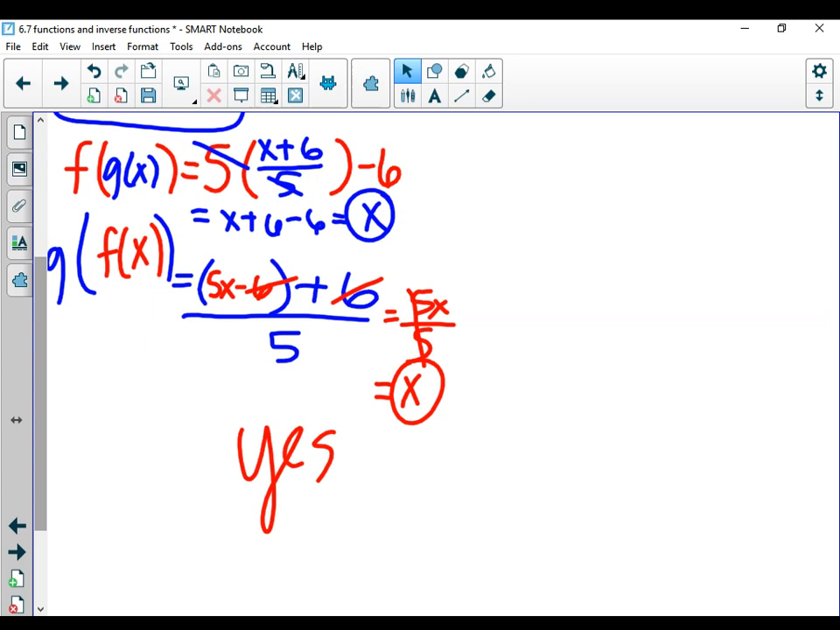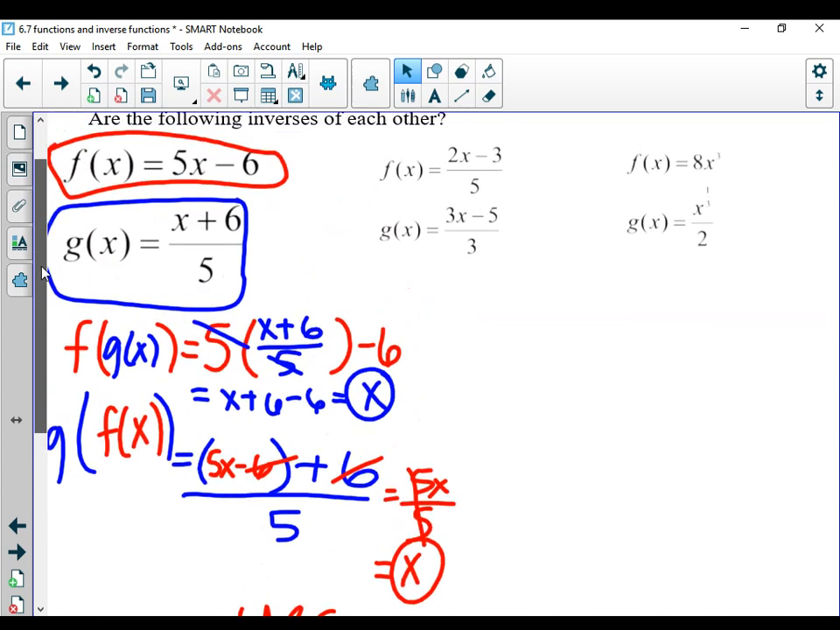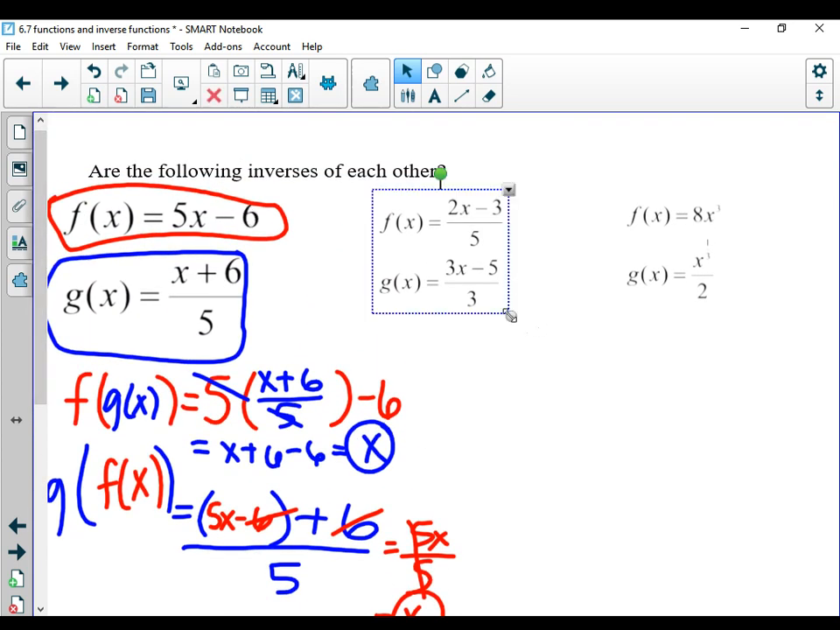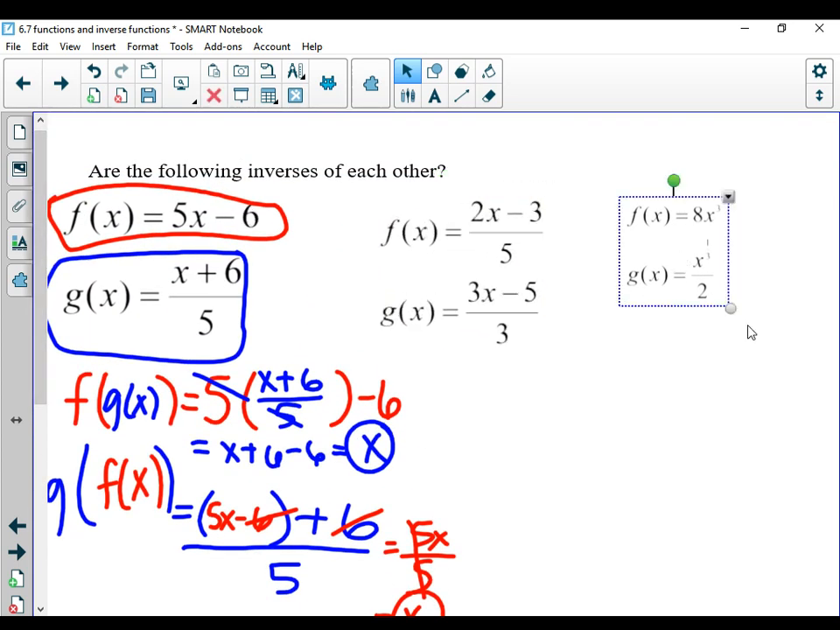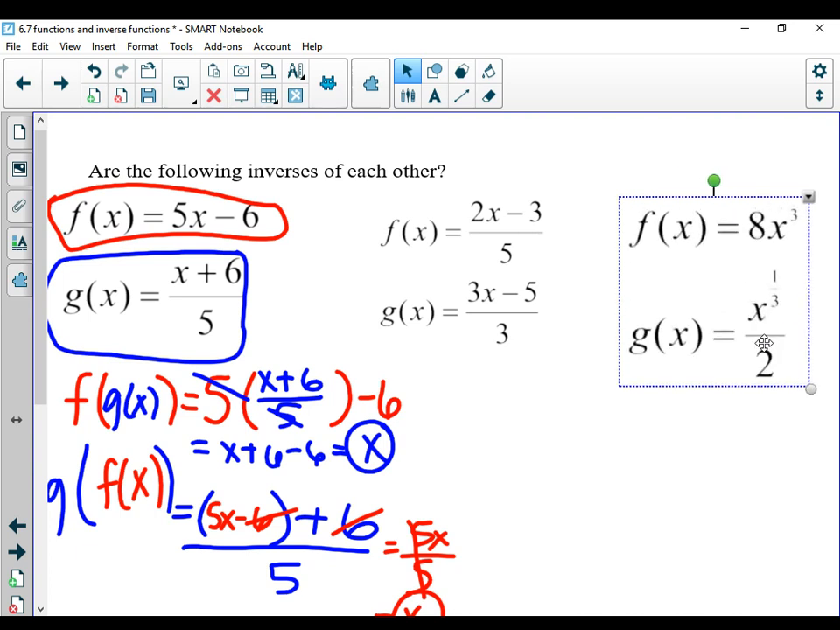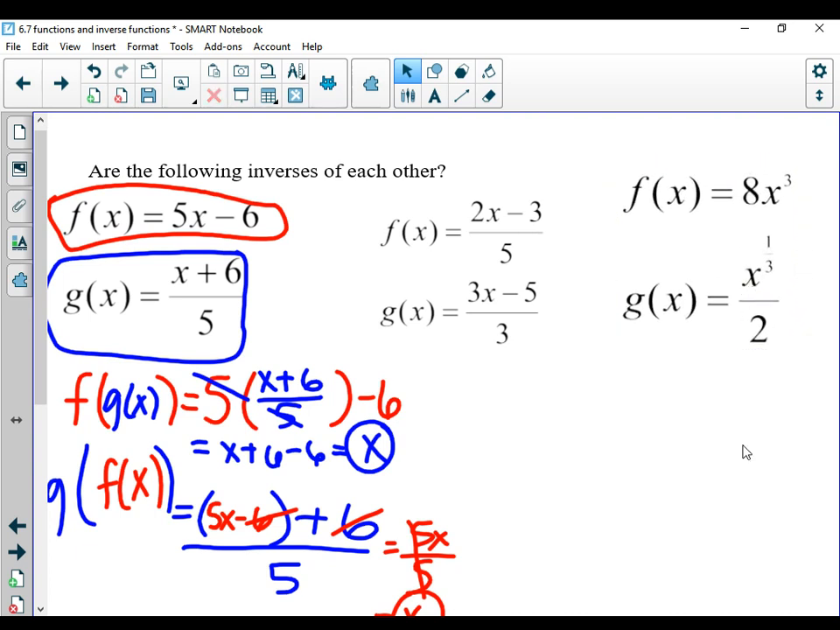I do f of g of x and g of f of x, and I get x in the end for both. They're inverses. Questions on that so far? Okay. Try the other two that are up there. Try to make them a little bit bigger for y'all to see. This is 8x cubed and x to the 1/3.